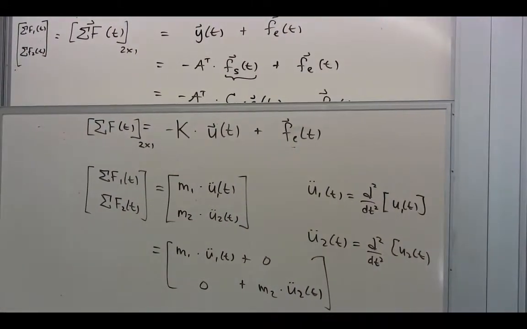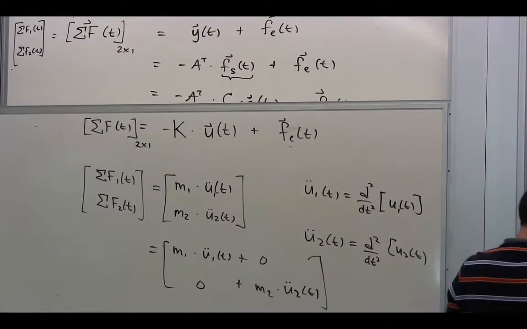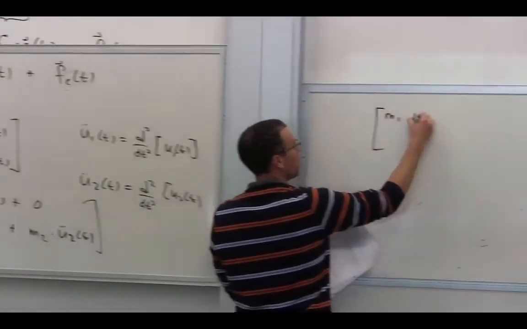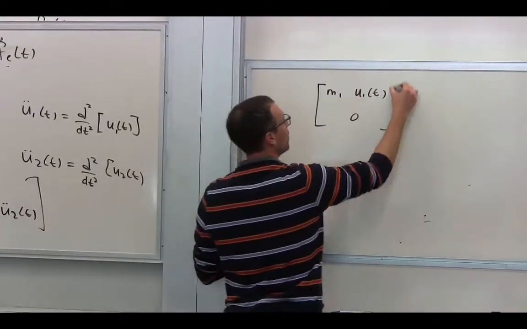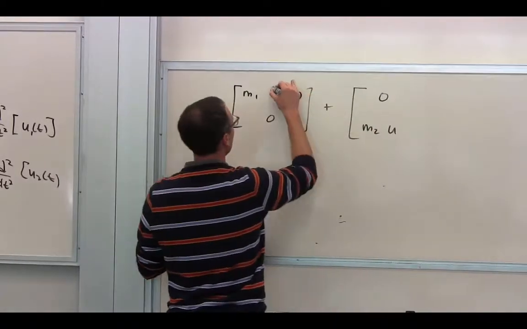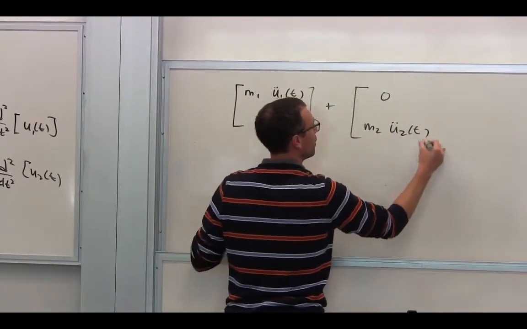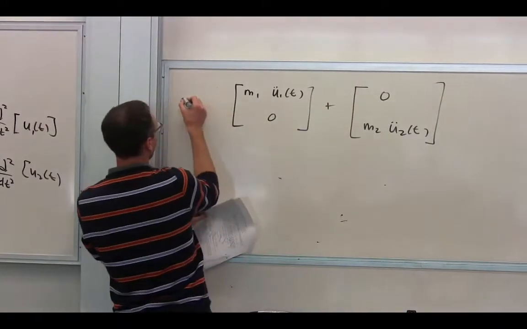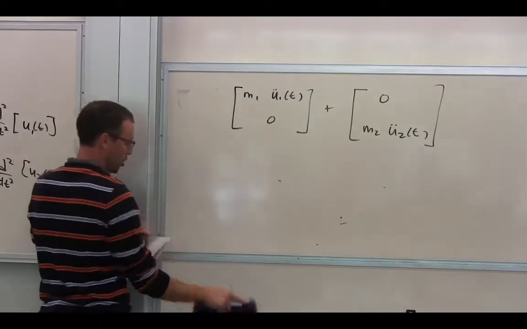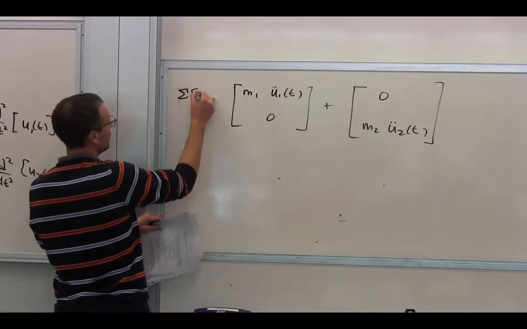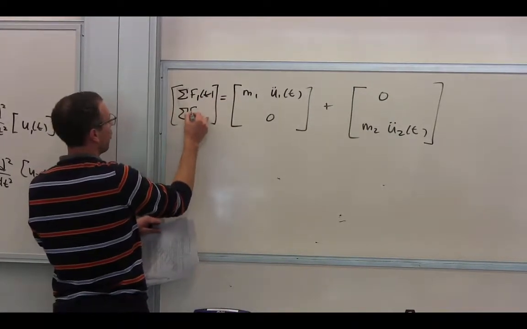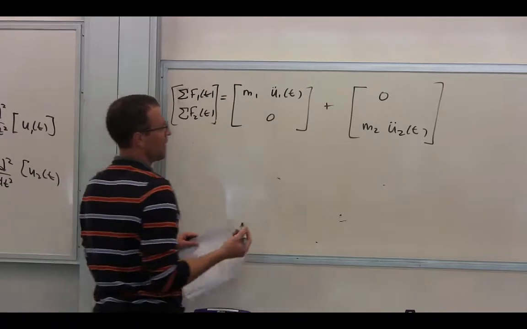Should we break it up into pieces since we're doing what we call a training mechanism? m1 u1 double dot of t plus 0 times m2, and of course that would be the second derivative, right? So the net force vector, when I'm thinking about the net force on mass 1, and then also I have the net force on mass 2. These are functions, right? Because that's at any one point.